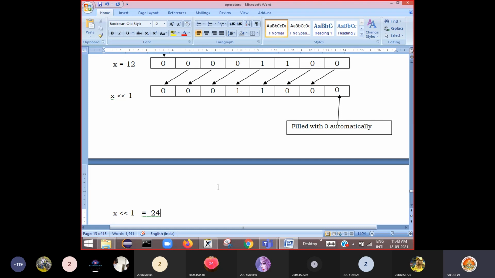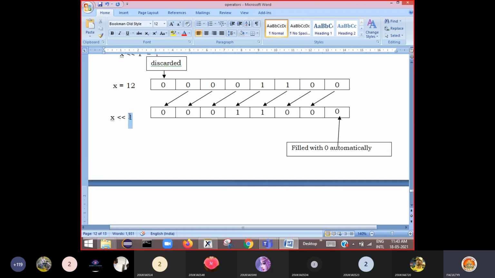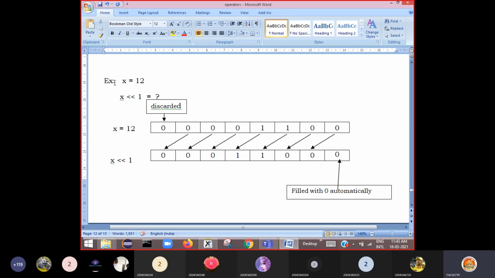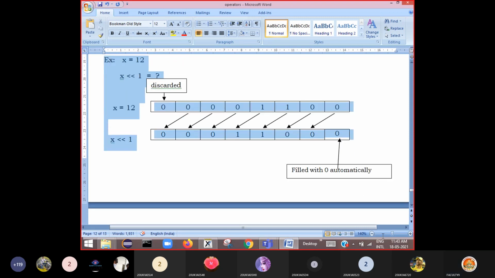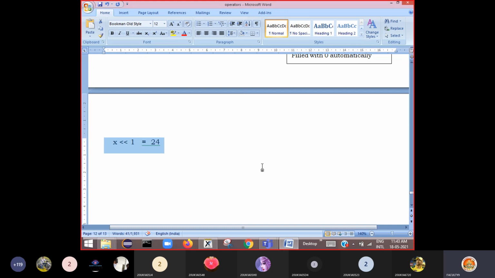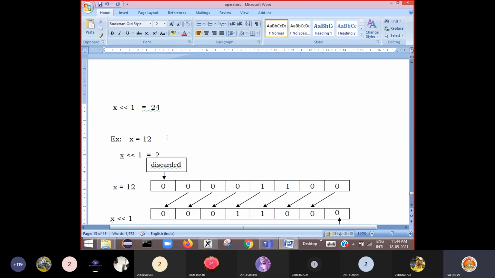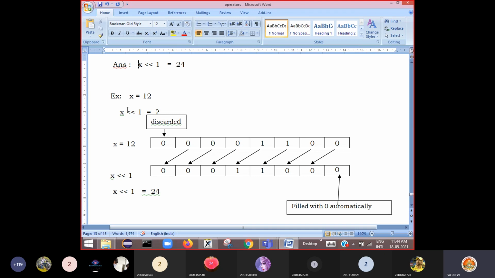Right? Now I'll show what happens when you move 2 bit positions towards left. So I copy everything here, and let us see what happens when you move towards left 2 bit positions. The answer you got for the previous one is 24. Now for the second example, I'll take x is equal to 12, and if I do x is equal to x left shift 2, what is the answer I will get?